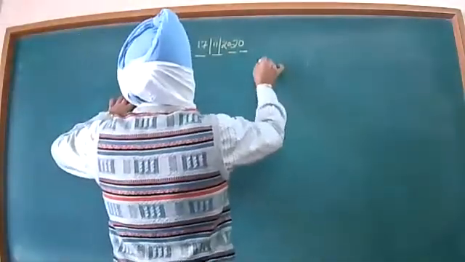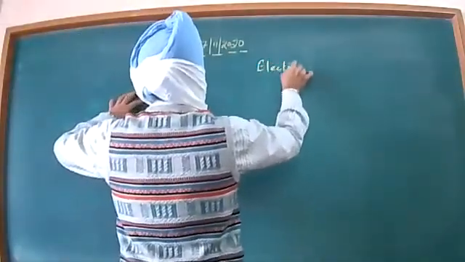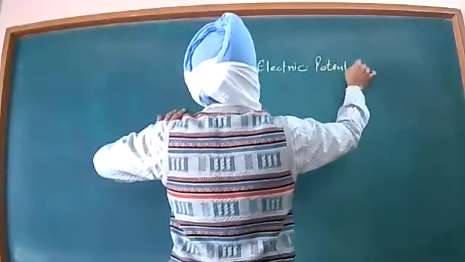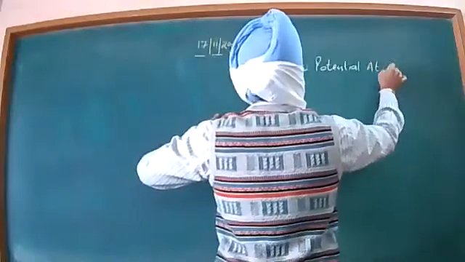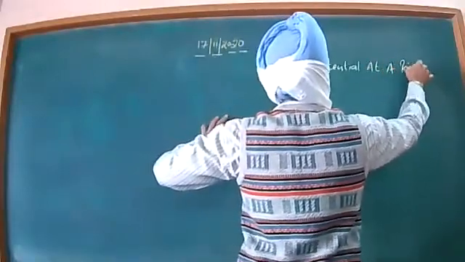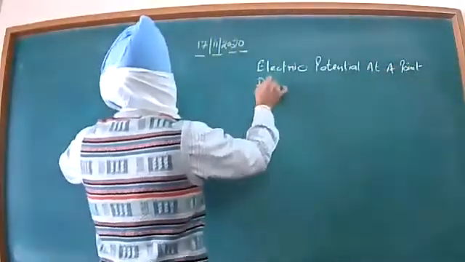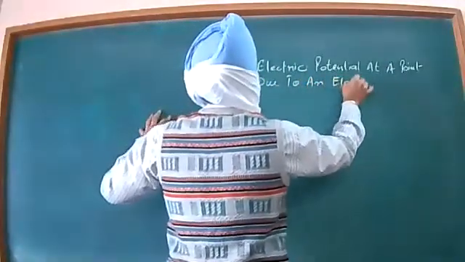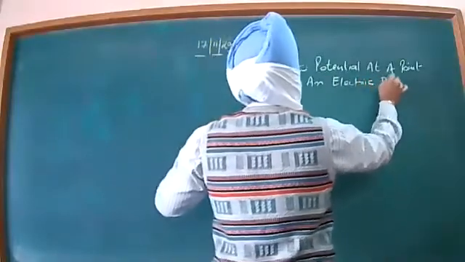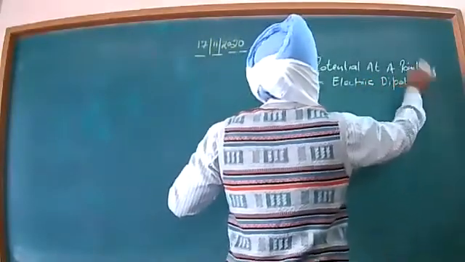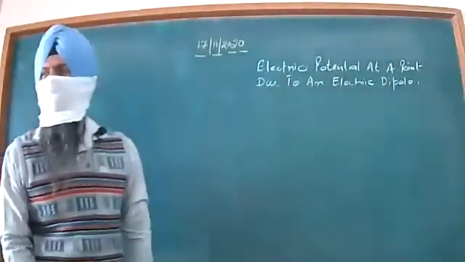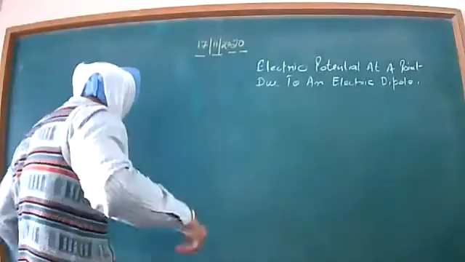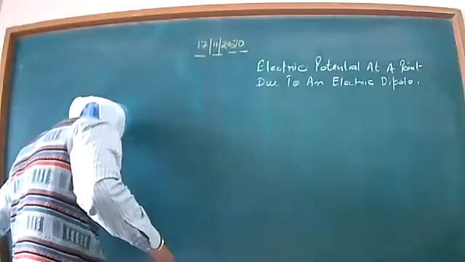So, electric potential at a point due to an electric dipole. Consider an electric dipole as we were discussing it in the case of the electric field intensity and all that.